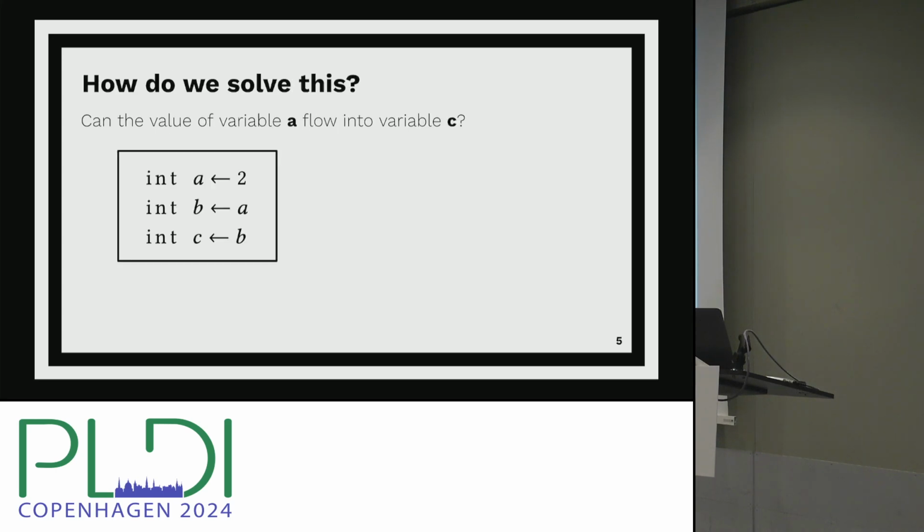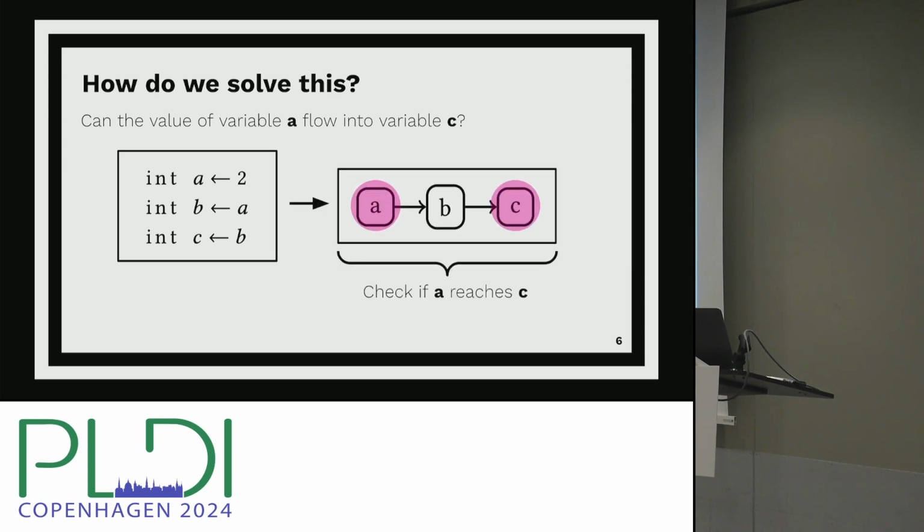So how do we solve the problem of whether a variable can flow into another one? If we look at this little program here, an intuitive thing is to create a graph. We add an edge between two variables. So here A goes into B, we add an edge from A to B. And now we only need to check if A reaches C. If A reaches C, then the value of A goes to the value of C.